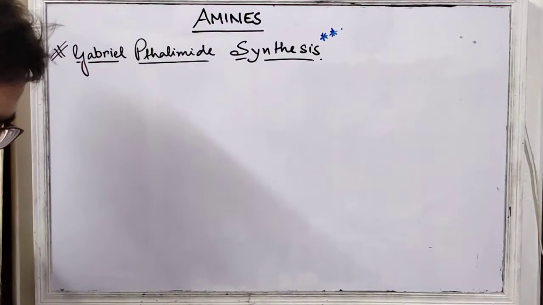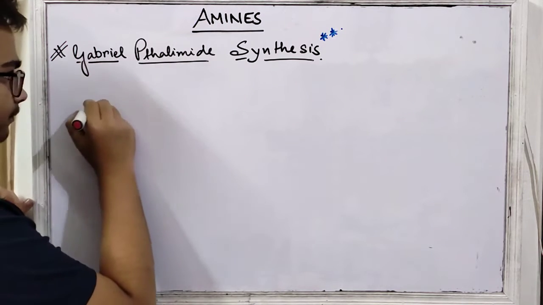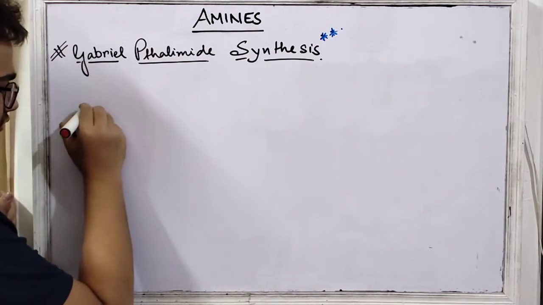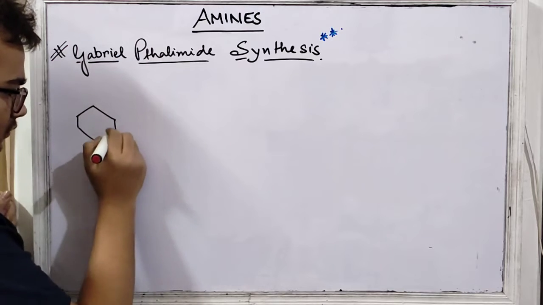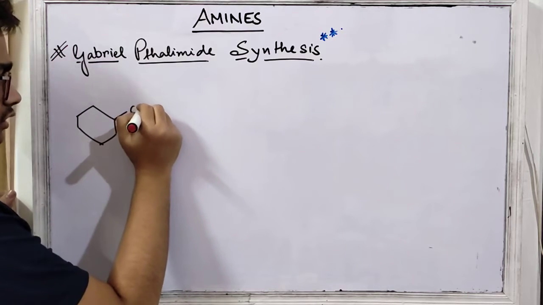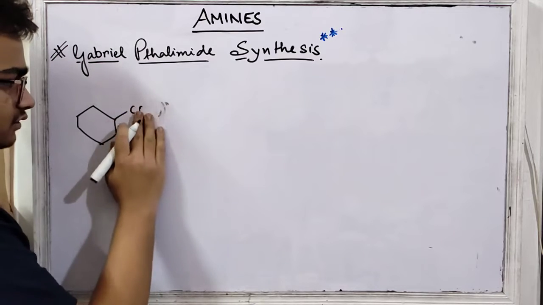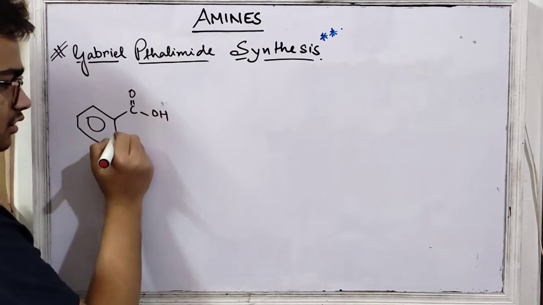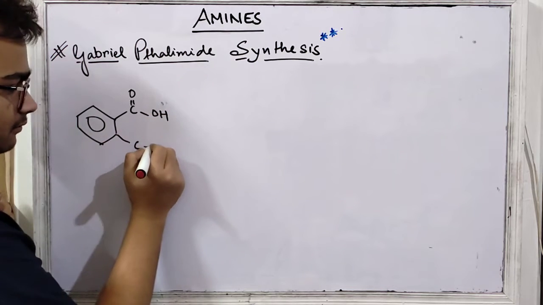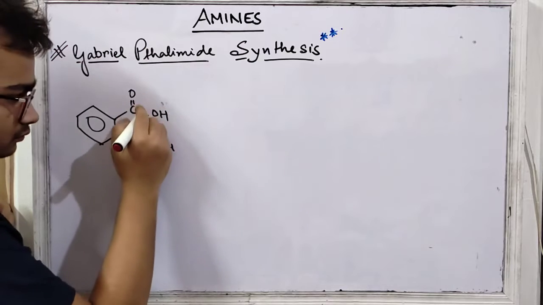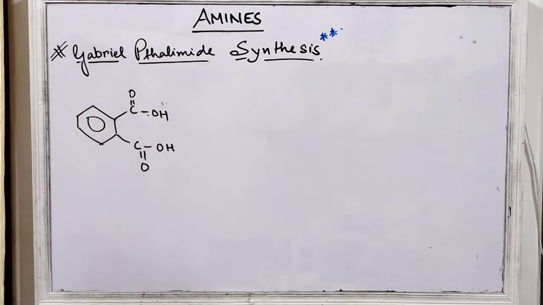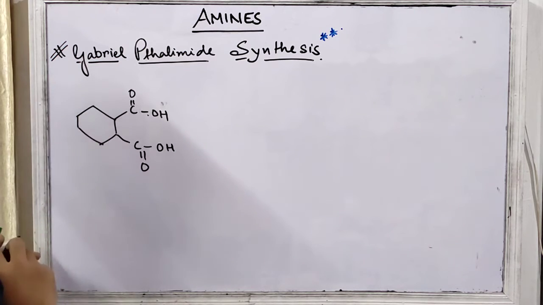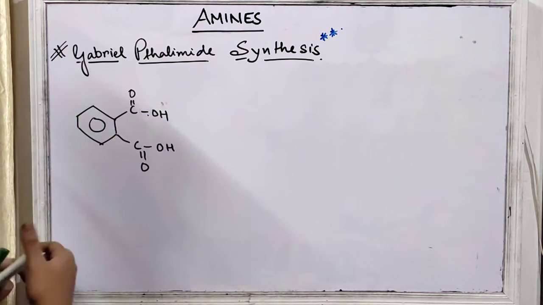So let's write what happens here. If you have seen phthalic acid, it looks like this. It is COOH. Now if you break this, it is also looking like C double bond O single bond OH, and here also the same thing, C double bond O single bond OH. Clear? If you want to write the name, this is called phthalic acid.